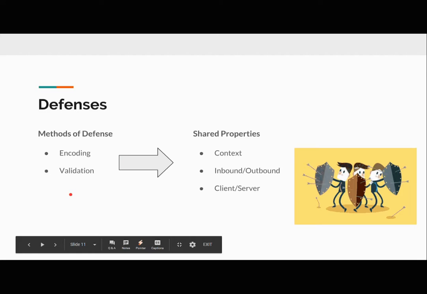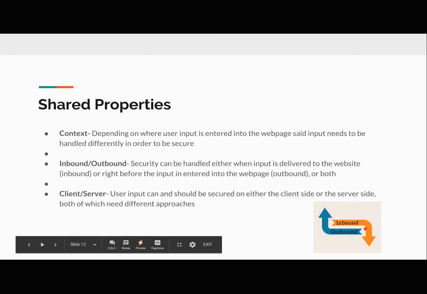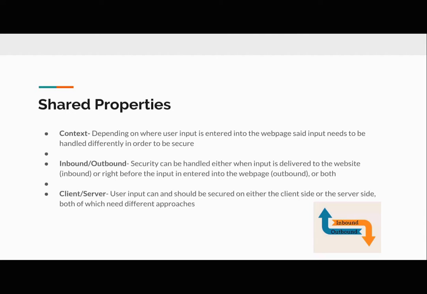What can we do to defend against it? So there's two means of defense, and they have some shared properties. So the shared properties are context. Depending on where in the website user input is being put in, you have to treat it differently, right? There's also inbound and outbound. So we can defend the website either coming in or going out, and maybe we should do both. And then finally, there's also client and server. So the data or the input or the website should be secured both on the server end and also on the client end. So you have to look at both ends of the equation.